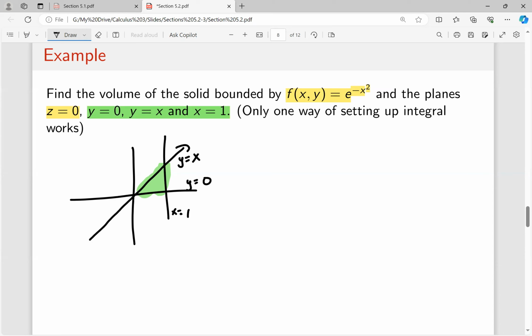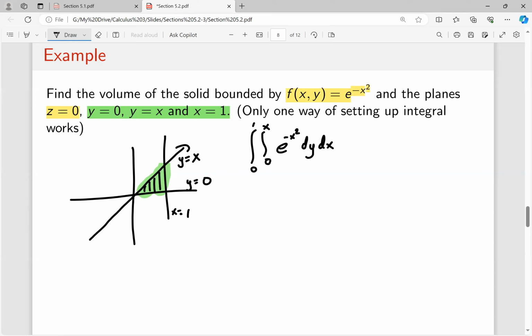So if I want to do vertical stripes, then my y's are going between y equals 0 and y equals x. So then the inside is 0 to x, and the outside, the domain of those vertical stripes, is from 0 to 1. Okay, and then e to the negative x squared minus 0 is just itself, and then I'm doing dy first and then dx.